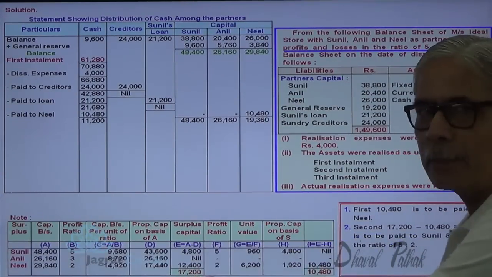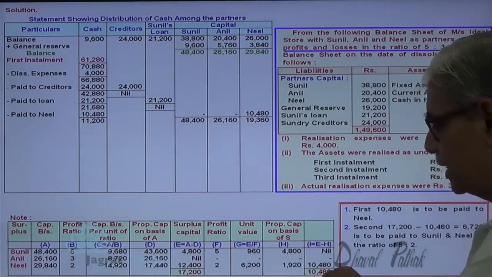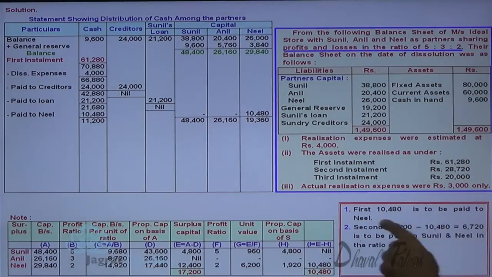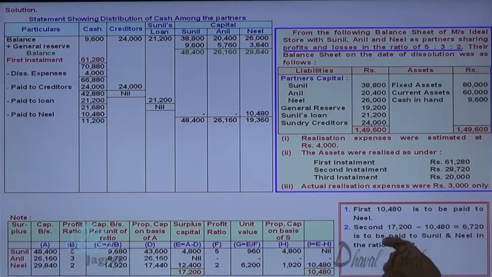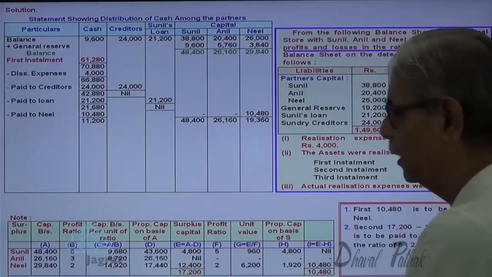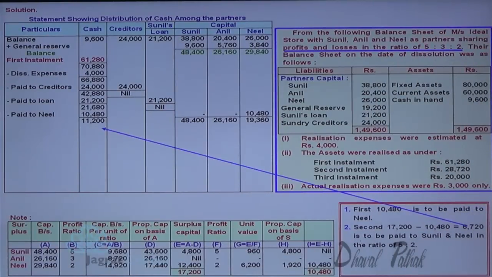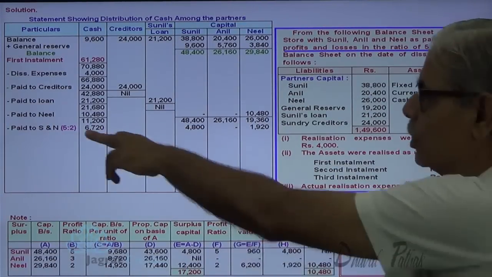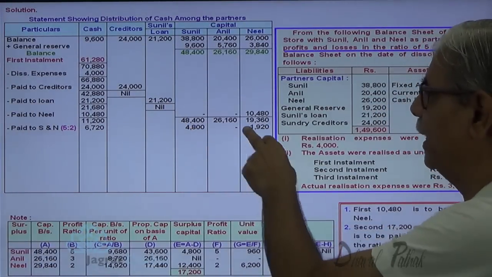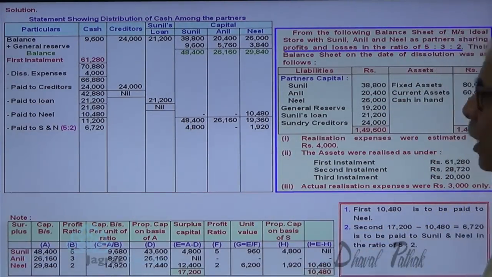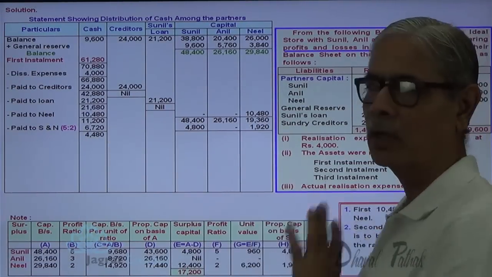So this is the total surplus to be paid. As against these two, this is the surplus to be paid. So the first payment is to be made to Neil, 10,480. 17,200 minus 10,480, 6,720 is the amount to be distributed between Sunil and Neil in the ratio of 5:2. So 6,720 is distributed between Sunil and Neil in the ratio of 5:2, which gives 4,801.920. That is paid. After that, the cash balance left with me is 4,480.